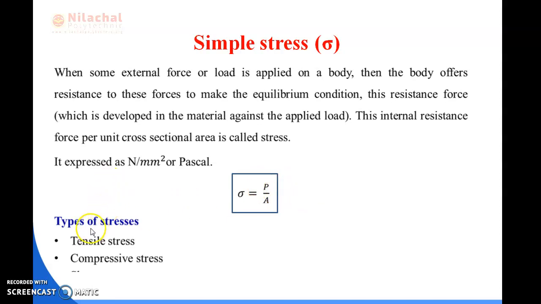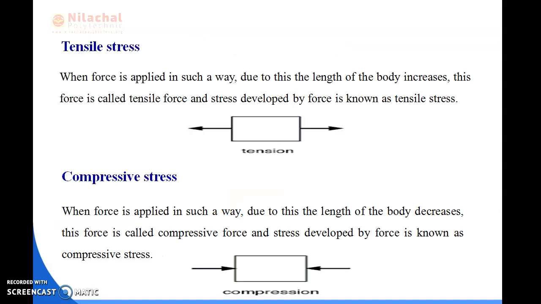So there are types of stresses. There are three types of stresses. One is tensile stress, second is compressive stress, and third is shear stress. So what do you mean by tensile stress?